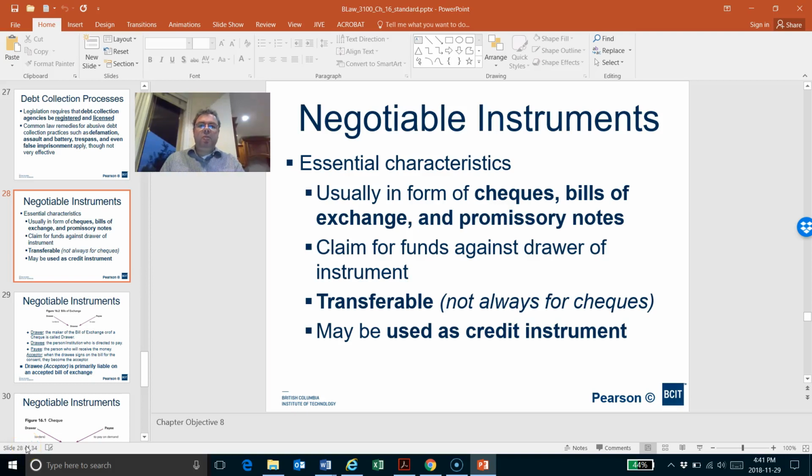Hi folks, so this is resuming chapter 16. We stopped on negotiable instruments. Examples of negotiable instruments, and we've discussed some of them during the course, will be checks, bills of exchange, and promissory notes.